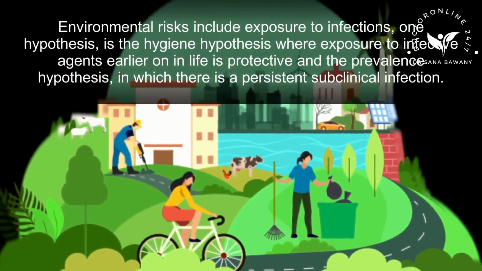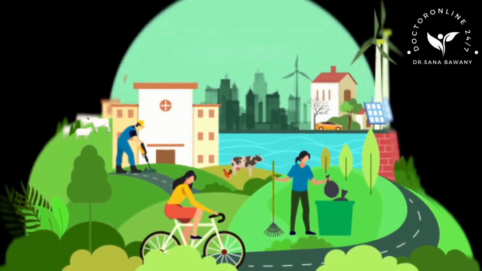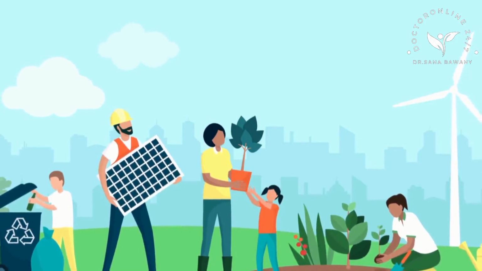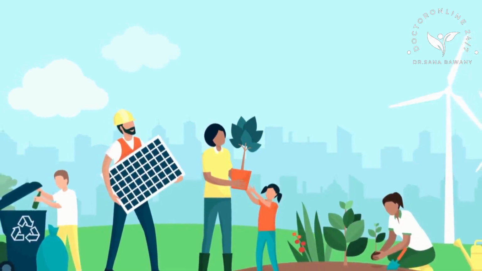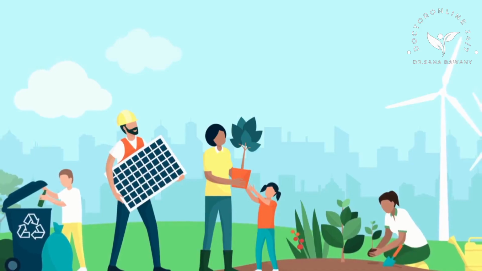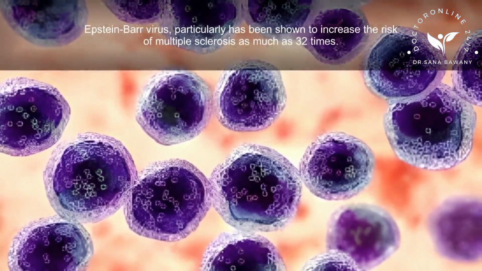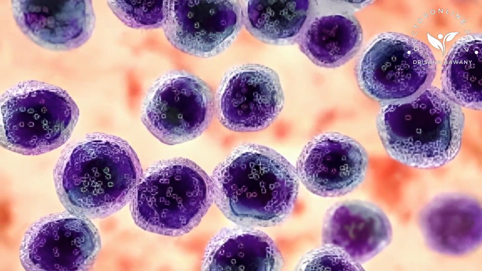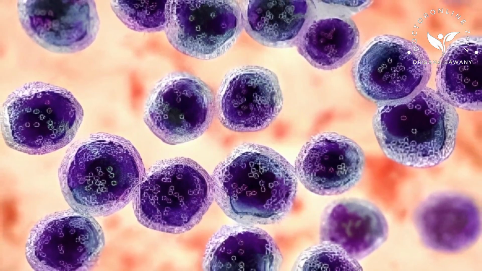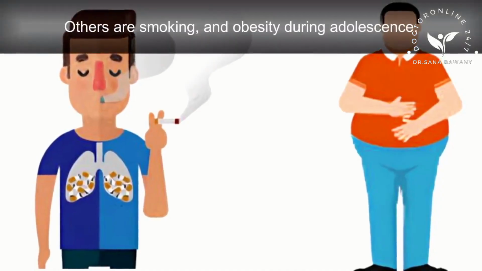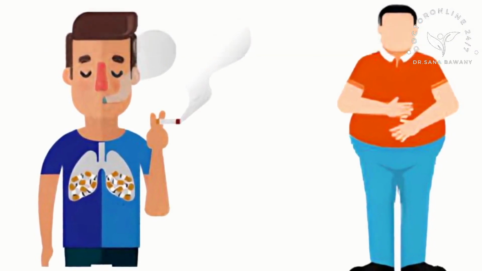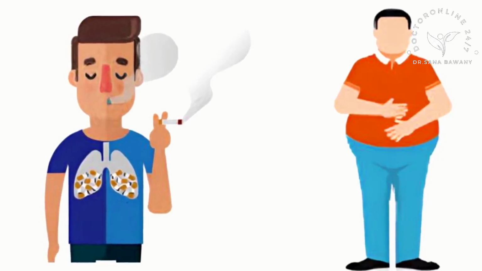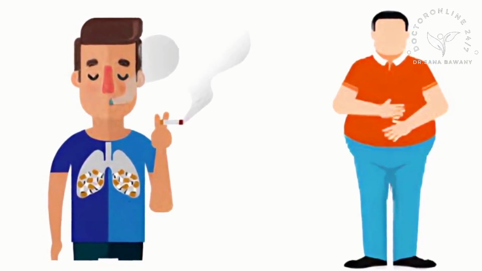Environmental risks include exposure to infections. One hypothesis is the hygiene hypothesis, where exposure to infective agents earlier on in life is protective, and the prevalence hypothesis, in which there is a persistent subclinical infection. Epstein-Barr virus, particularly, has been shown to increase the risk of multiple sclerosis as much as 32 times. Others are smoking and obesity during adolescence. And it has been shown that individuals who migrate during childhood assume the risk of the new region.